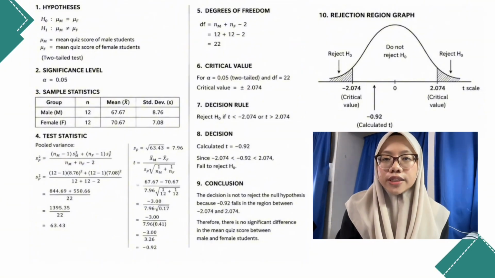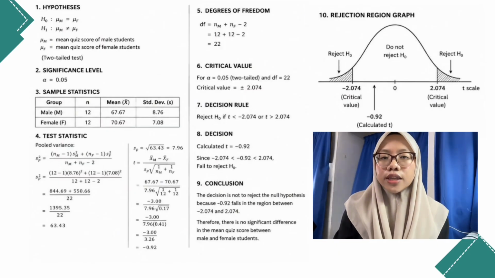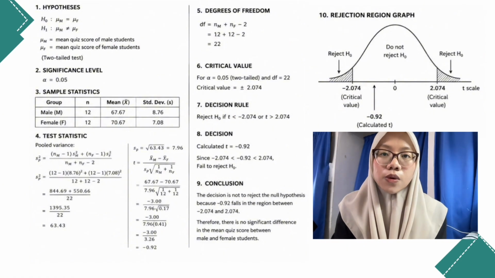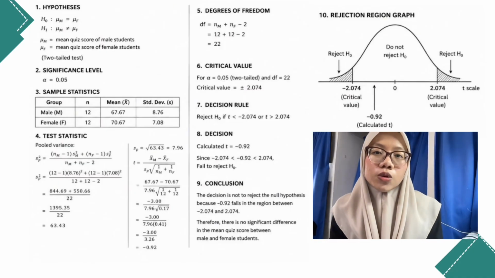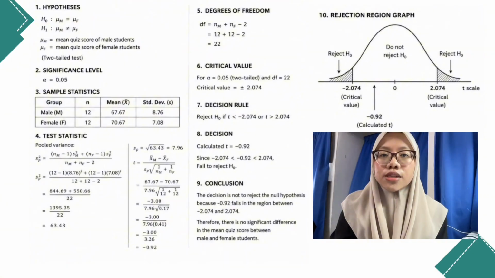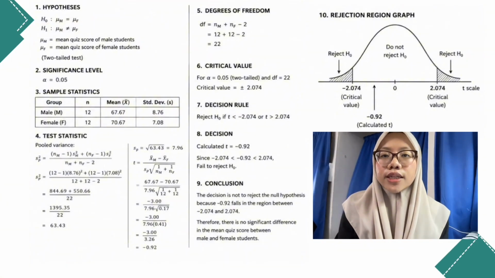If the calculated t-value falls outside the range of negative 2.074 and positive 2.074, we reject the null hypothesis. However, our calculated t-value is negative 0.92, which is located in the middle region, the acceptance region. Therefore, it does not fall into the rejection region.